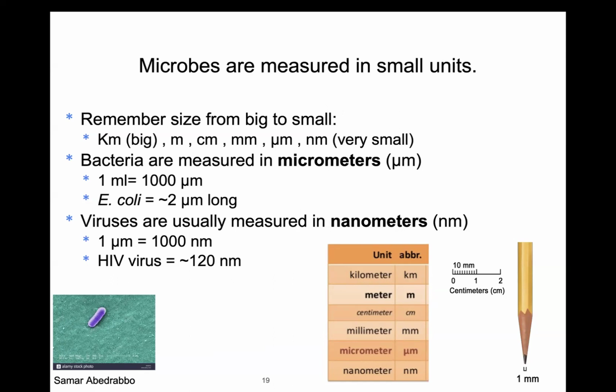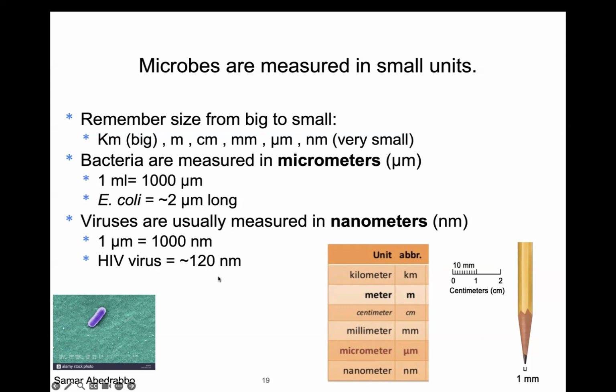So bacteria are in the micrometer range. For example, you don't have to have this memorized. E. coli bacteria is around 2 micrometers. And again, a micrometer is 1,000 times smaller than a millimeter. Now, viruses are even smaller than bacteria. Viruses are very small. If you take a micrometer and you split it 1,000 times, that's a nanometer, and viruses are measured in nanometers. For example, the HIV virus, which can cause AIDS, which means you don't have an immune system over time, is around 120 nanometers.